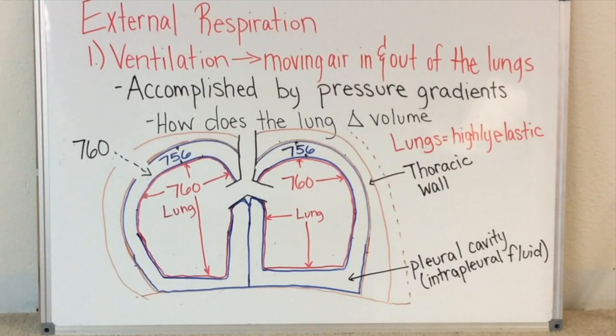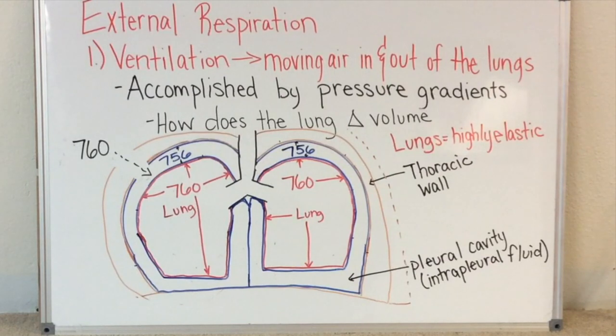punctures the lung. In this situation, atmospheric pressure is going to flow down its pressure gradient and move into the pleural cavity. As this happens, pleural cavity pressure will rise from 756 to 760. This will exert a greater force on the lungs, causing the pressure gradient to equalize.